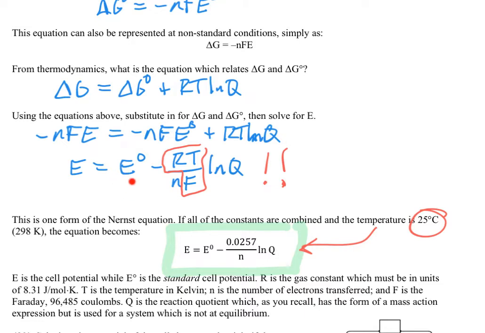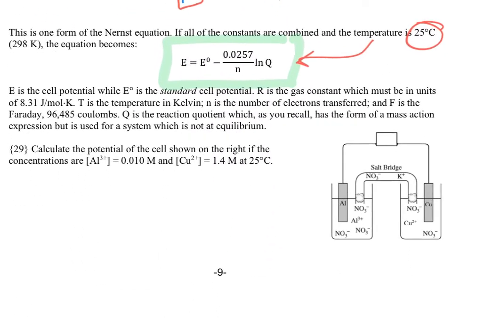So again, let's be clear about what we have here. If I know the standard cell potential of a galvanic cell, and I know the specifics of the conditions I'm operating at, the non-25 degree temperature, whatever I might want to plug in here, and the various concentrations or pressures for Q, I can find a non-standard state cell potential. Okay, so let's take a look at a specific example here.